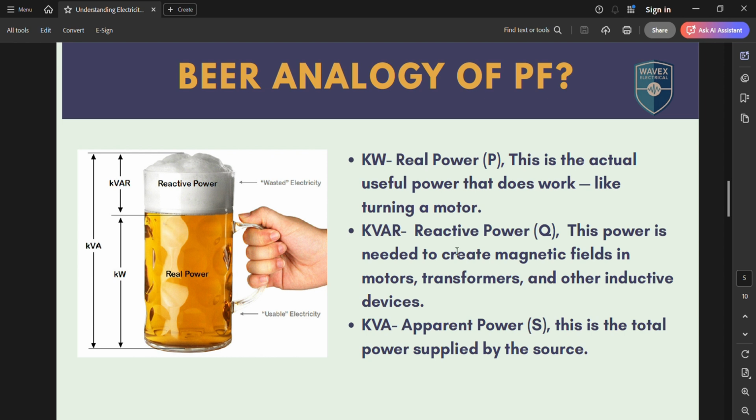kVAR, what is kVAR? Reactive power. This power is needed to create magnetic field in motors, transformers, and other inductive devices. We cannot use this power to light a bulb. Okay, that is wasted electricity. And kVA, what is kVA? That is called apparent power. This is the total power supplied by the source. Like a transformer: if the capacity of the transformer is 1500 kVA, that is the total power supplied by the source.